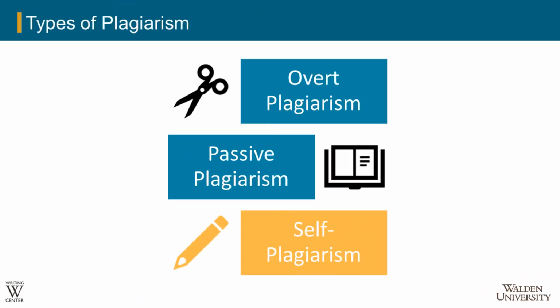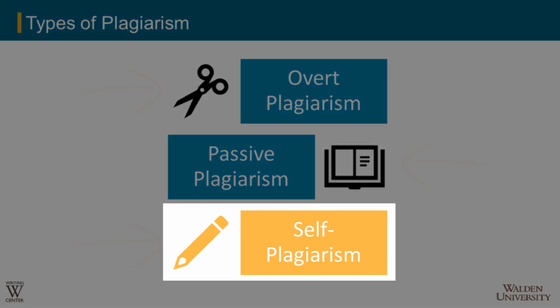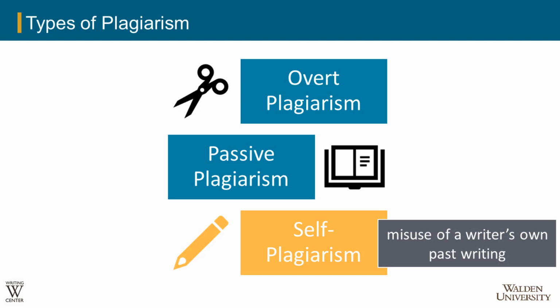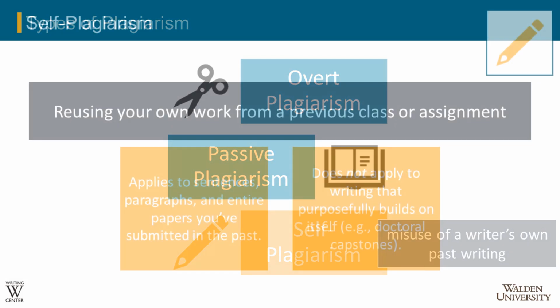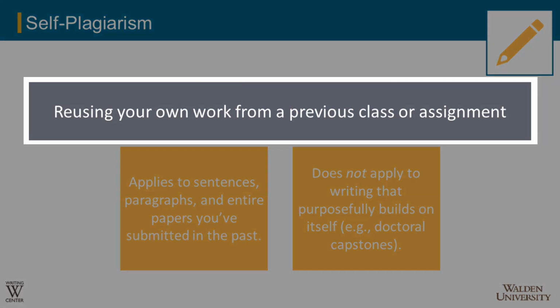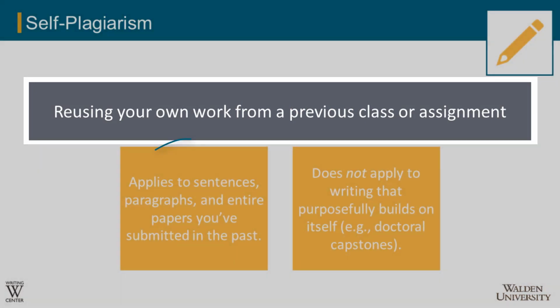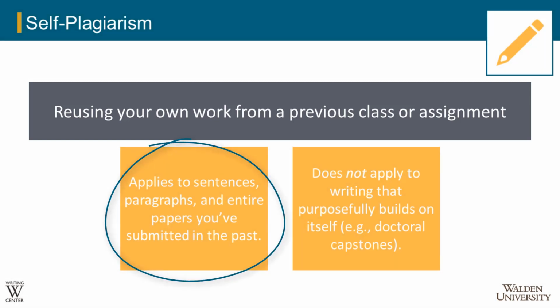We have organized plagiarism into 3 categories, or ways plagiarism can manifest in writing: overt plagiarism, passive plagiarism, and self-plagiarism. In this video, we are focusing on self-plagiarism, which can also be referred to as misuse of a writer's own past writing. Self-plagiarism occurs when writers are reusing their own work from a previous class or assignment. This can include reusing sentences, paragraphs, or entire papers submitted in the past.